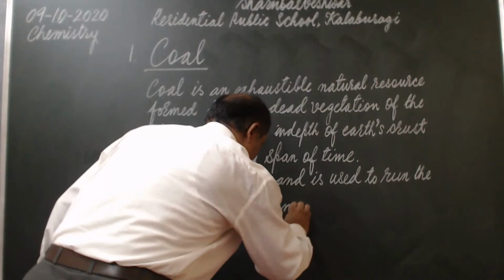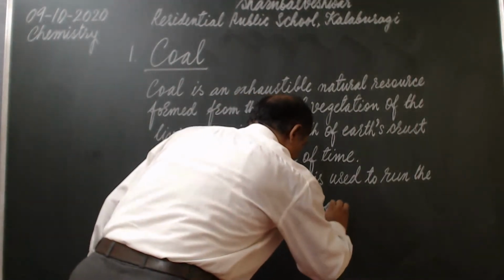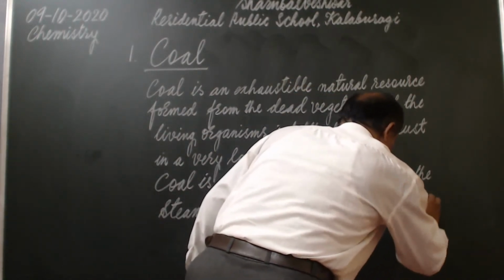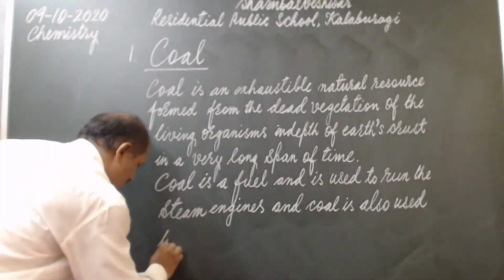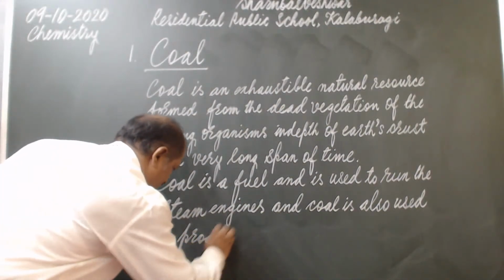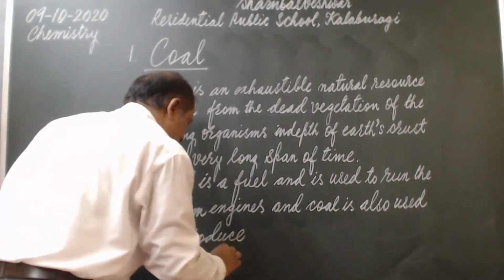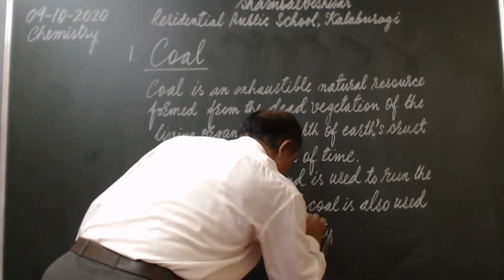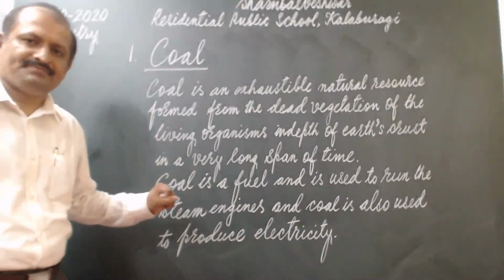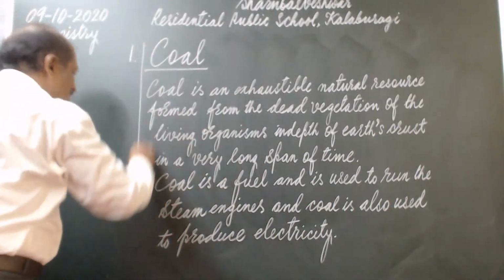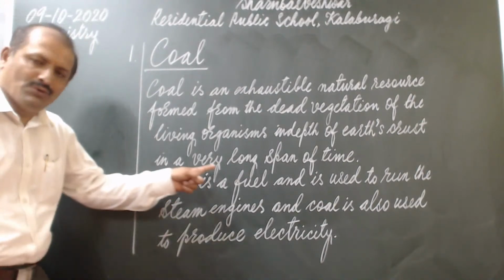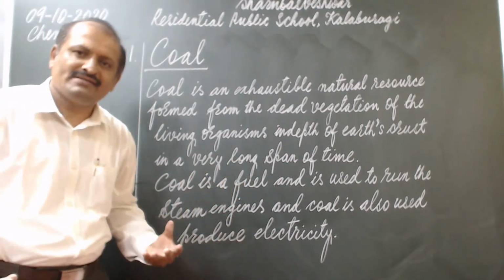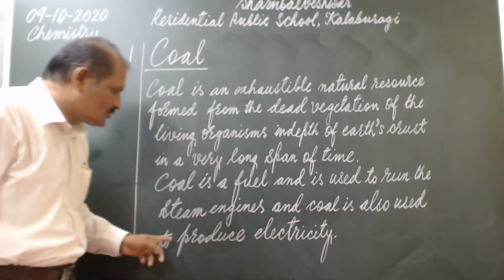and coal is also used to produce electricity. My dear students, we should have the idea about this coal. Coal is a fuel and is used to run the steam engines in the railways, and coal is also used to produce electricity.